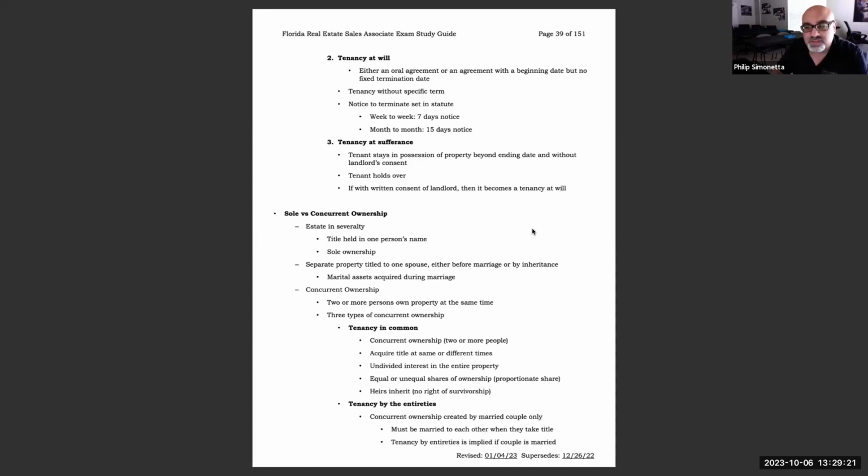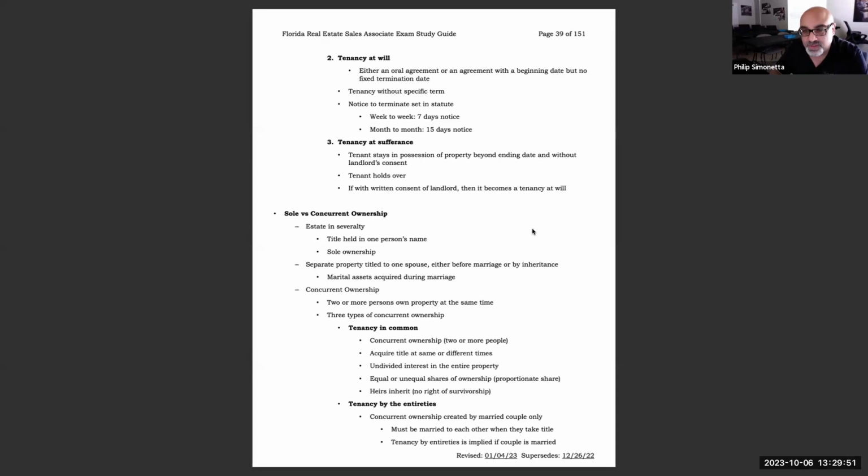Then you have something called a tenancy at sufferance. Okay, this is when you have a tenancy for years and the tenant stays in possession of the property beyond the ending date without the landlord's consent or written agreement. Basically like a tenant holdover. Okay, you know, some people say, hey, look, I'm giving you a year lease, and then when it expires, you go month to month, right? That would technically be a tenancy at sufferance. Okay, a tenant stays in possession of the property beyond the ending date without the consent.